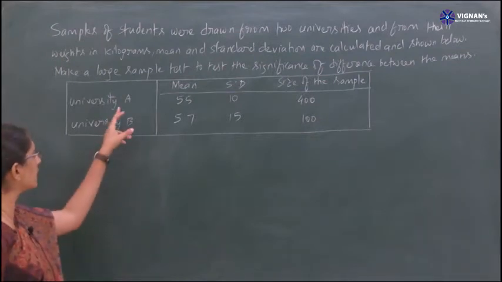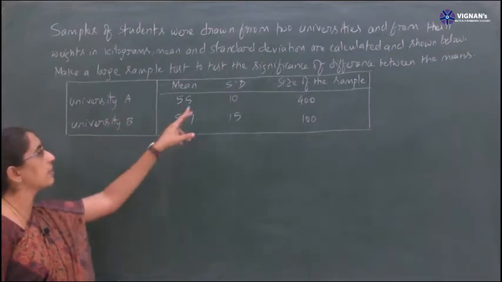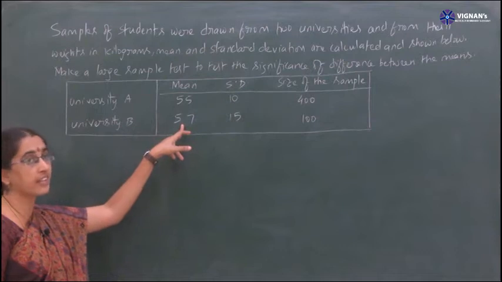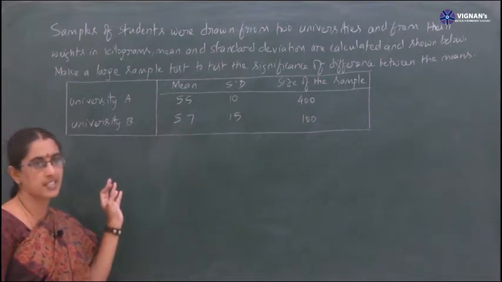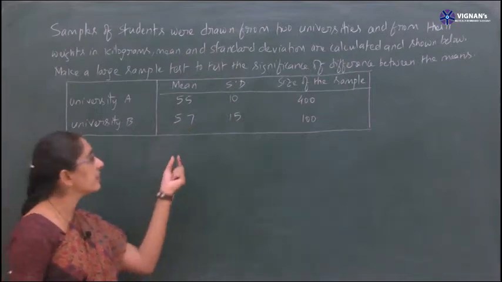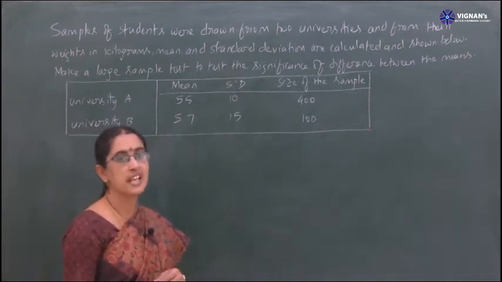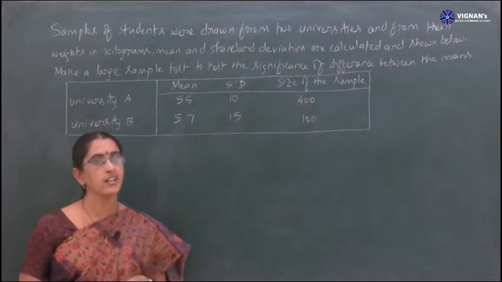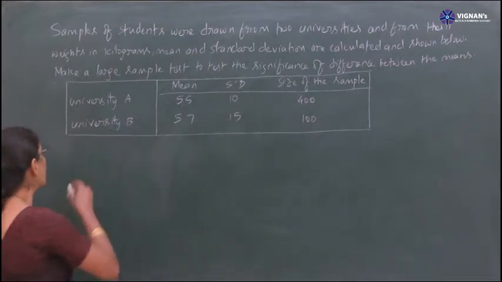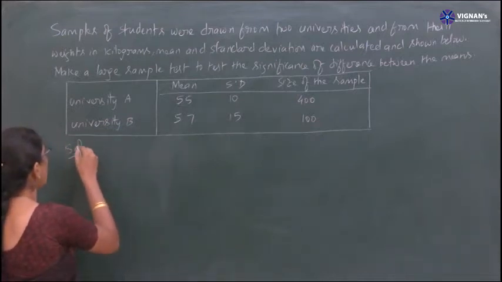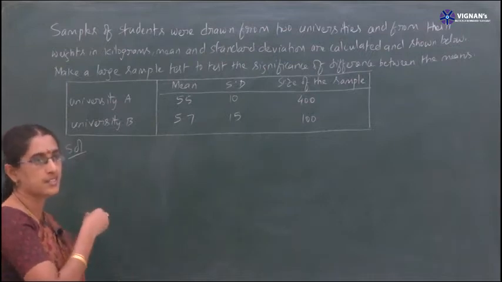So if you see the data here, we have two universities and the mean weight of the students are 55 kgs and 57 kgs, and the standard deviation in their weights are 10 kgs and 15 kgs, and the size of the samples they have considered are 400 and 100. Now first we have to frame the alternative and null hypothesis here.